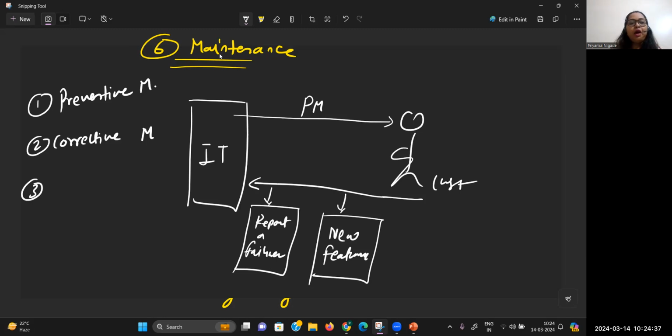Then here we have perfective. Okay, perfective. Let me write perfective maintenance. So as per the need of the customer, whatever new feature the customer wants to add, we need to provide maintenance to our customer. So we are providing perfective maintenance.